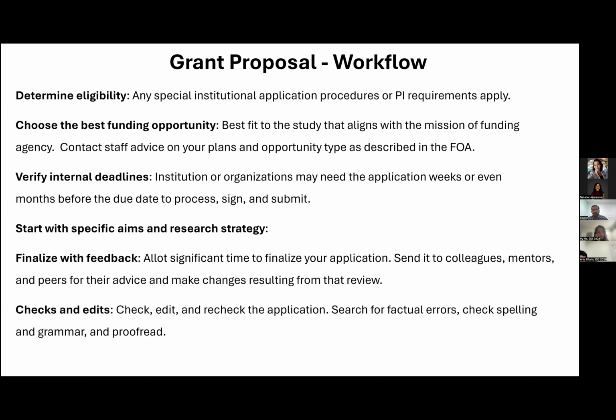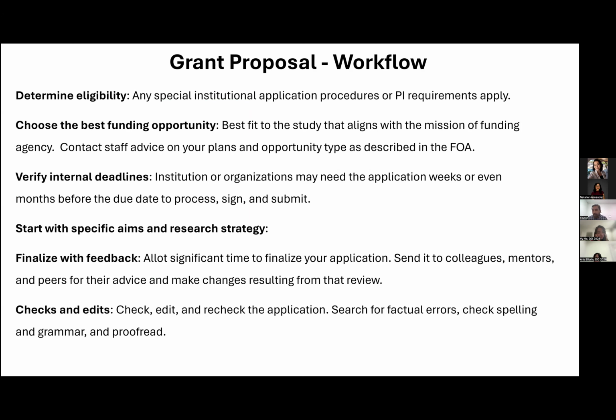Okay, so this is the workflow. Again, first we need to determine the eligibility. Suppose we have sufficient data and we are ready to go for a grant proposal, first you need to check the eligibility for your funding opportunity announcement.